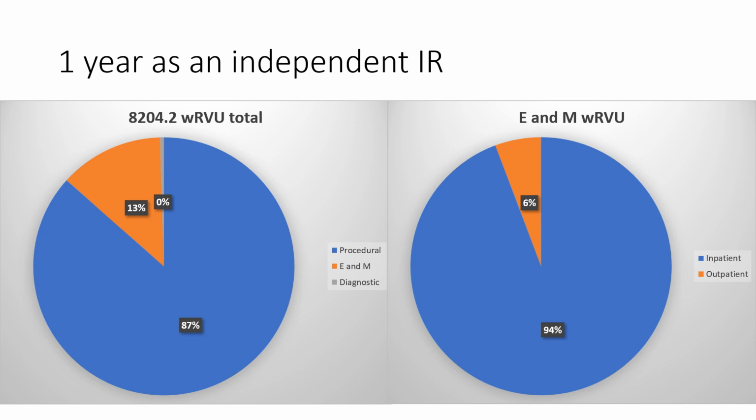And if you look on the right, what percentage of that was inpatient work? Well, 94%. So can you get a significant chunk of your work RVU production from E&M? And I think this proves that, yes, you can. And can you get it from inpatient work? Yes, you can. We are working on an outpatient clinic, but don't have one up and running. So that's why most of my E&M work comes from the inpatient side.